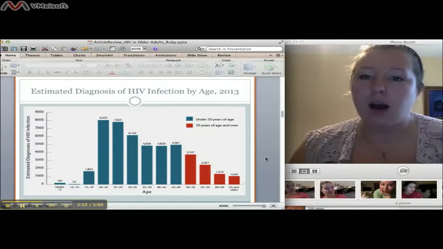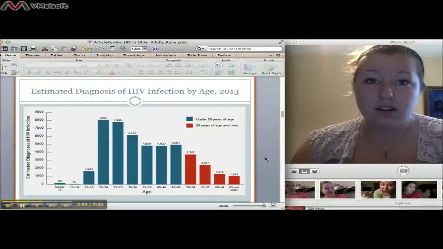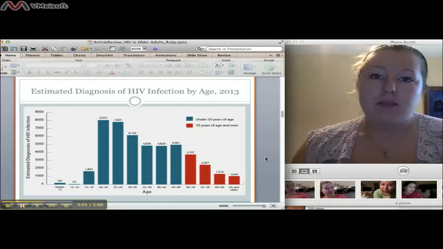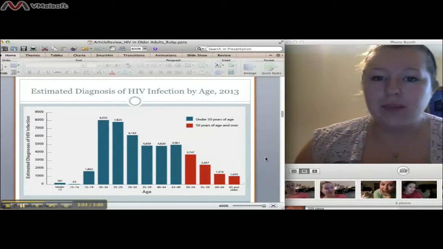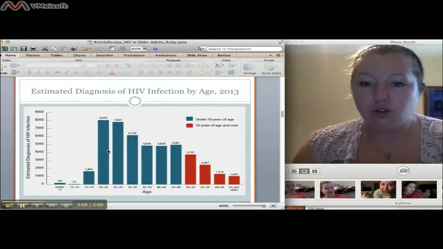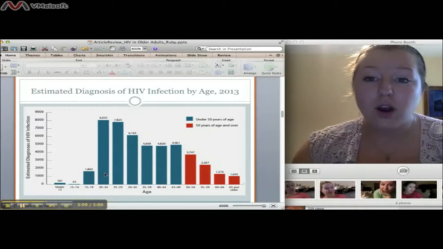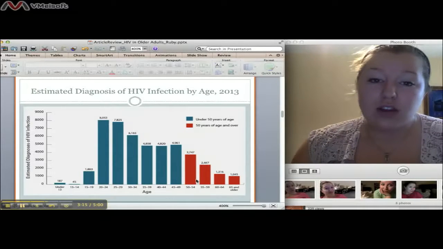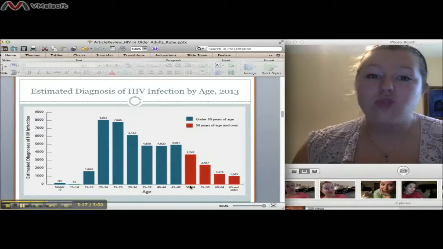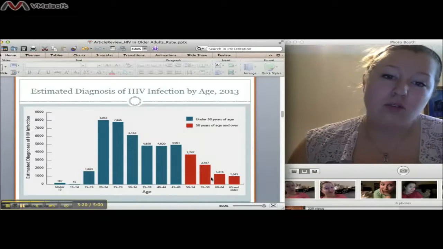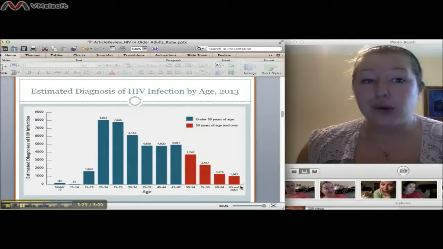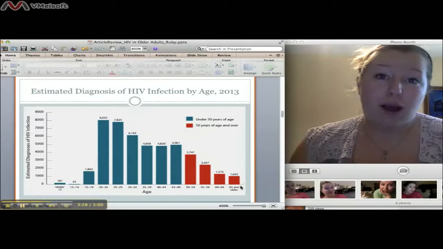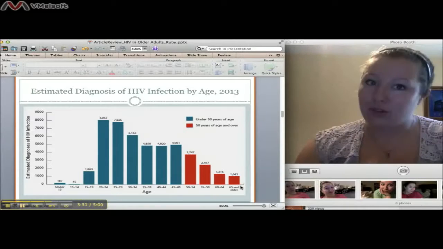Here is a graph that I found on the CDC's website. Again, this relates to the statistic that I just mentioned about the estimated diagnosis of HIV infection. As you can see, those who are 20 to 24 had the highest rates of HIV diagnosis, but the 50 to 54 age range right over here still has a huge amount of people. And the rates do decline as people get older, but that could be because people aren't being screened and maybe are just having sex and not being diagnosed, which is also very unfortunate.